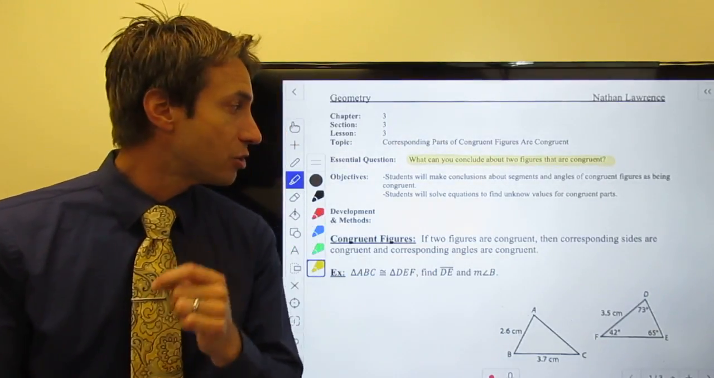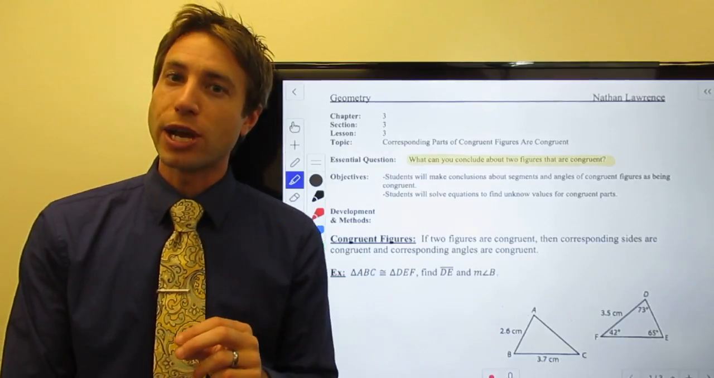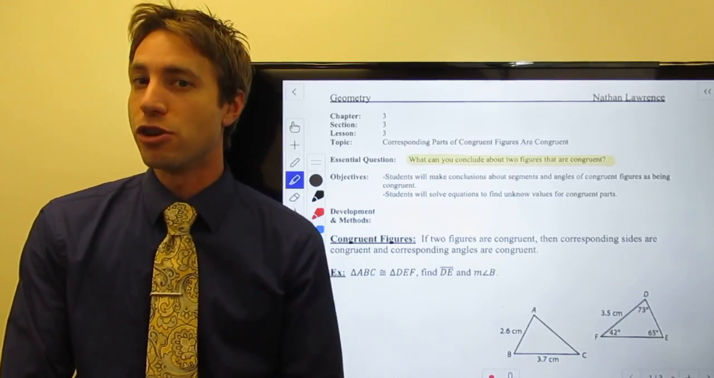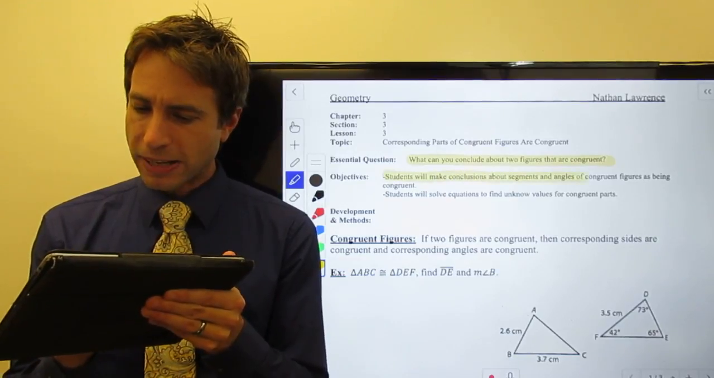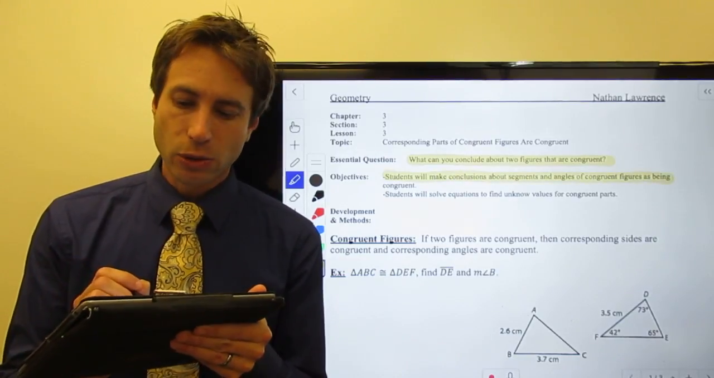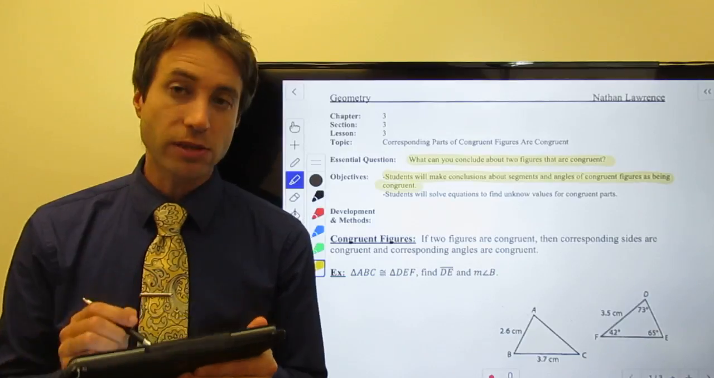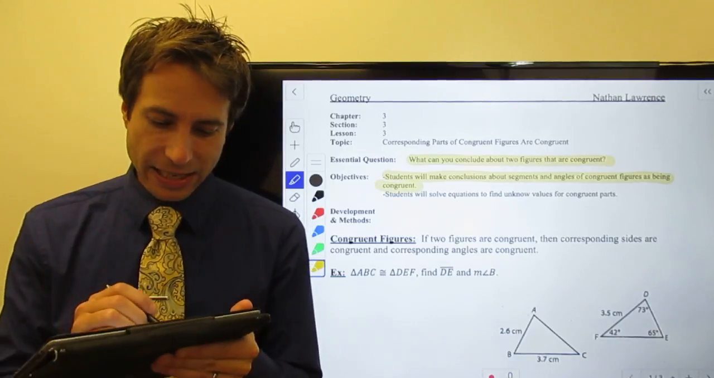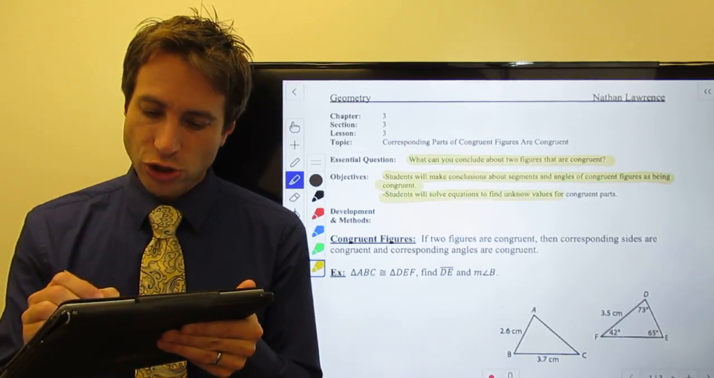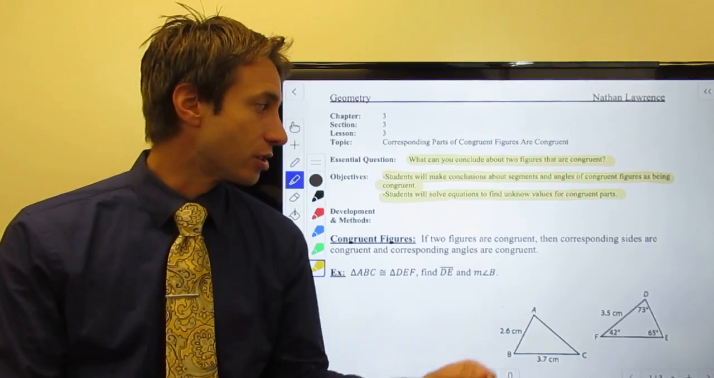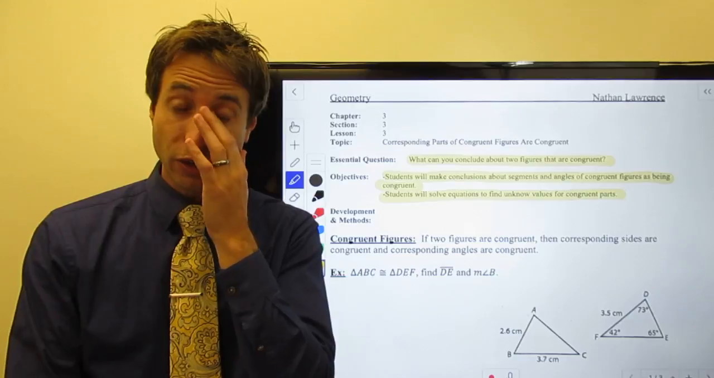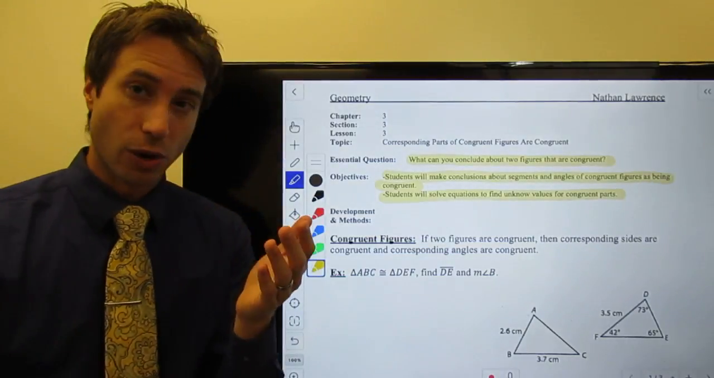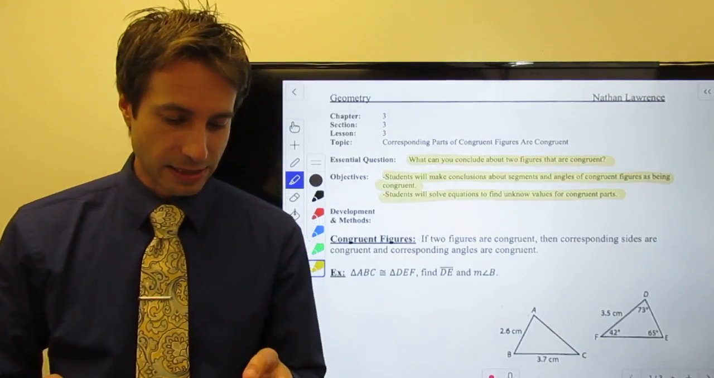Now, in order to help us do that, our objectives, the things that we need to know, are going to be these. You'll need to be able to make conclusions about segments and angles of congruent figures, and we're going to use that to solve equations or find unknown values of congruent figures. So, let's jump right into this.